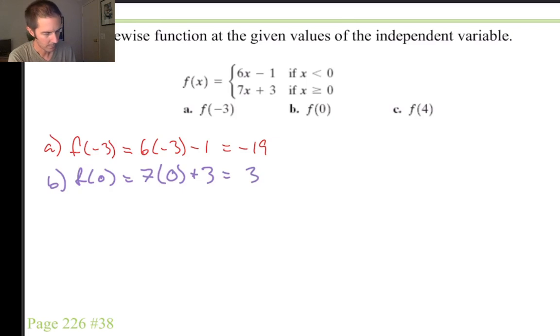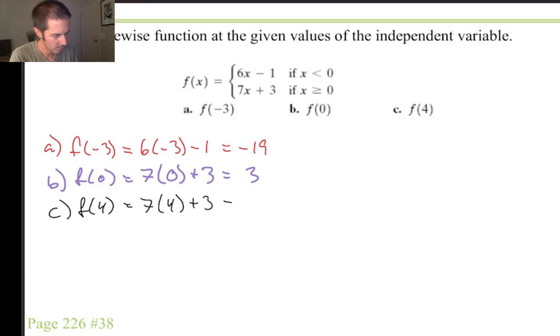there. And for part C, we're supposed to evaluate f of 4. 4 is greater than or equal to 0. So again, we're going to use the second piece of the piecewise function. 7 times our input value of 4. Don't forget the plus 3. 28 plus 3 is 31. And you've got your 3 solutions, and now you have a better idea, hopefully, of how to evaluate a piecewise function.